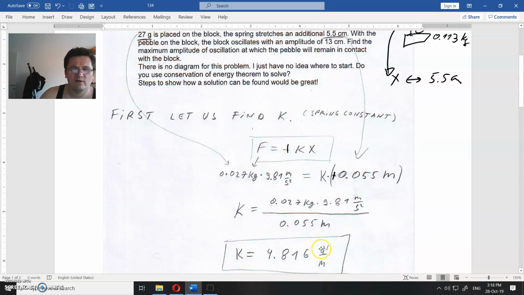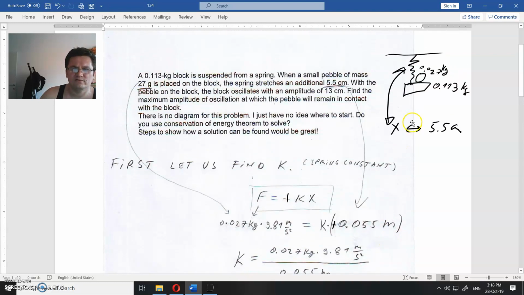So now is the question, how can we find the maximum amplitude? Okay, what is maximum amplitude? In other words, what is the maximum distance that we can stretch the spring? So you have a spring here, and you have some weight here and a pebble here. If you take this mass and just a little bit nudge it downwards and let it go, this will go up and down with no problems. This will stay here.